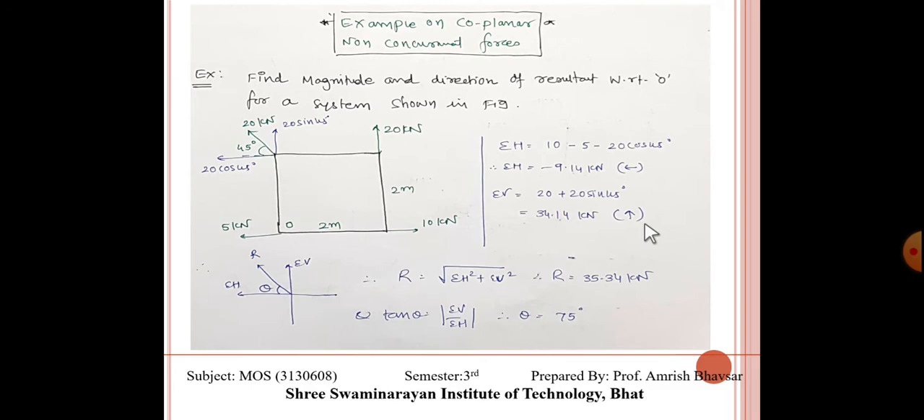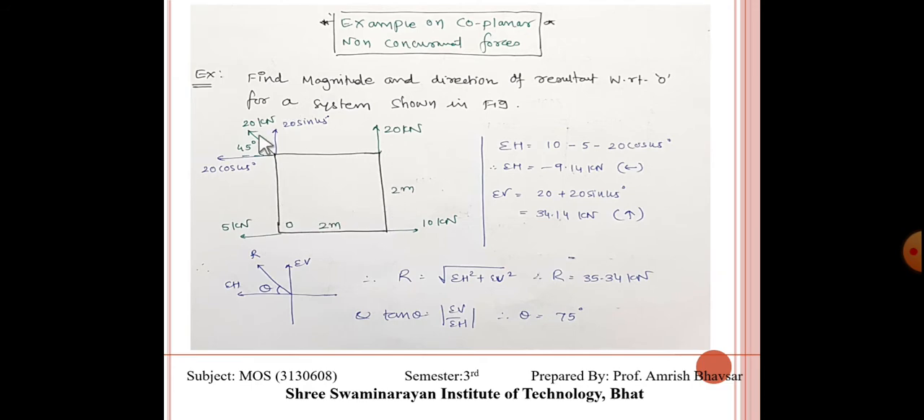Clear? Now the most important thing: examples on coplanar non-concurrent forces. This is the main example of this chapter. We have a number of forces acting on a system, then from that we will get the resultant force, and after that find the position of the resultant force. So find the magnitude and direction of the resultant force with respect to point O for the system shown in the figure. It means from this point O we have to find the position of the resultant force.